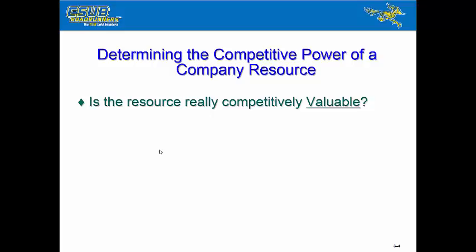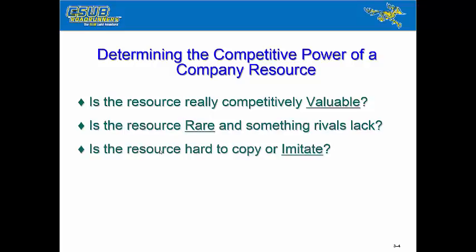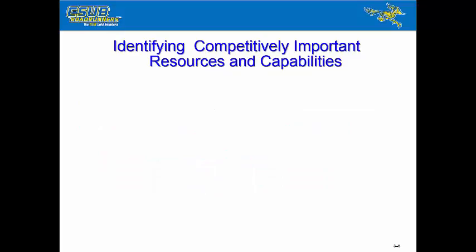So there's an acronym here, VRIO, that we're going to talk about. And the first question is the letter V. Is the resource that you're looking at valuable? Is the resource rare and something that your rivals don't have? So the R in VRIO. Is the resource hard to copy or to imitate? The I in VRIO. And finally, is your company organized well to take advantage of your resource strengths? The O in VRIO. So these are the questions you want to ask yourself about your resources as a firm.